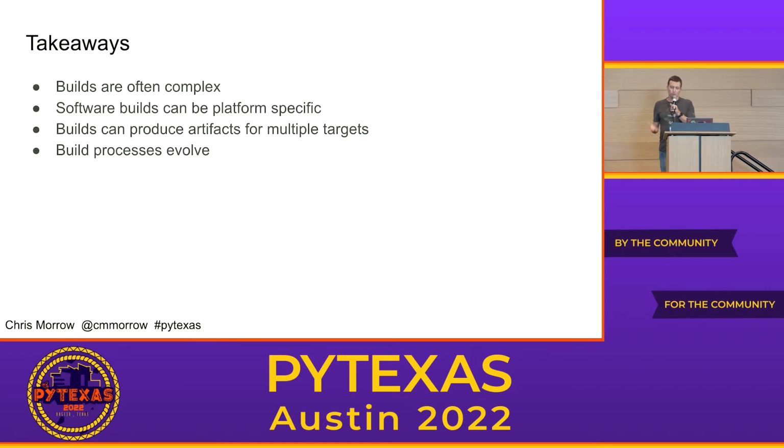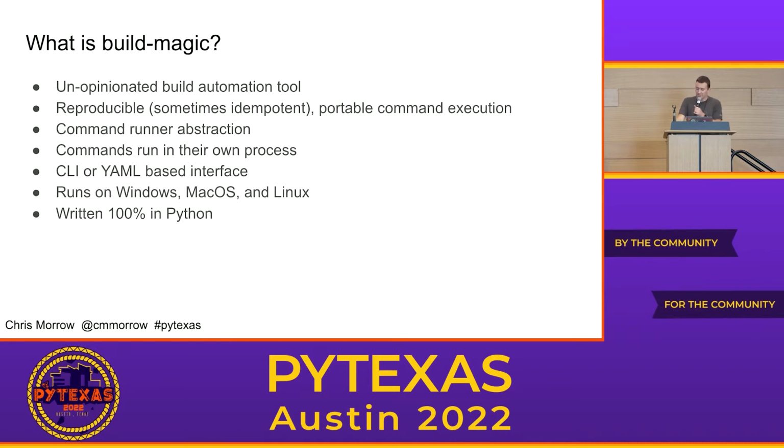All right, so what are our takeaways from this? So by looking at this, we can see builds can quickly become complex. Also, in this example, Brian had to build for multiple platforms and create separate artifacts for those platforms. But also, I think something we don't consider that often is that build processes evolve over time. So keeping all of these things in mind, I developed Build Magic in late 2020, based off of some things I was doing at the time. And I describe it as an unopinionated build automation tool.